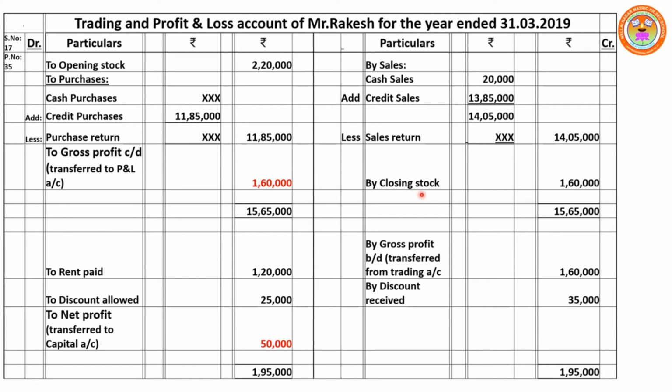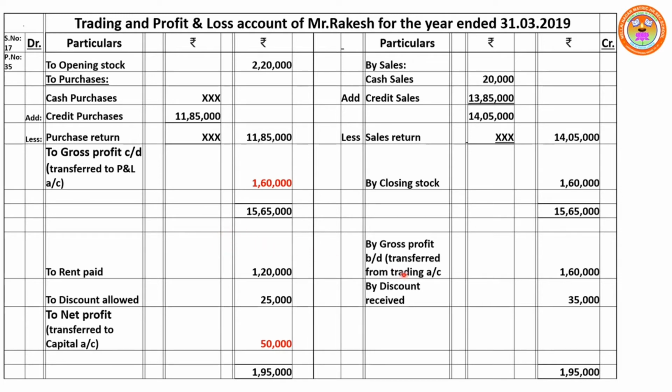Next one is by closing stock. Under the second date detail, stock of goods value, year end value 1,60,000. Now total it, credit side 15,65,000. Write the highest amount on both sides as total. Then take the difference amount between debit side and credit side. The difference amount is 1,60,000, which is called gross profit. This amount is transferred to the next step, called profit and loss account. Clear?